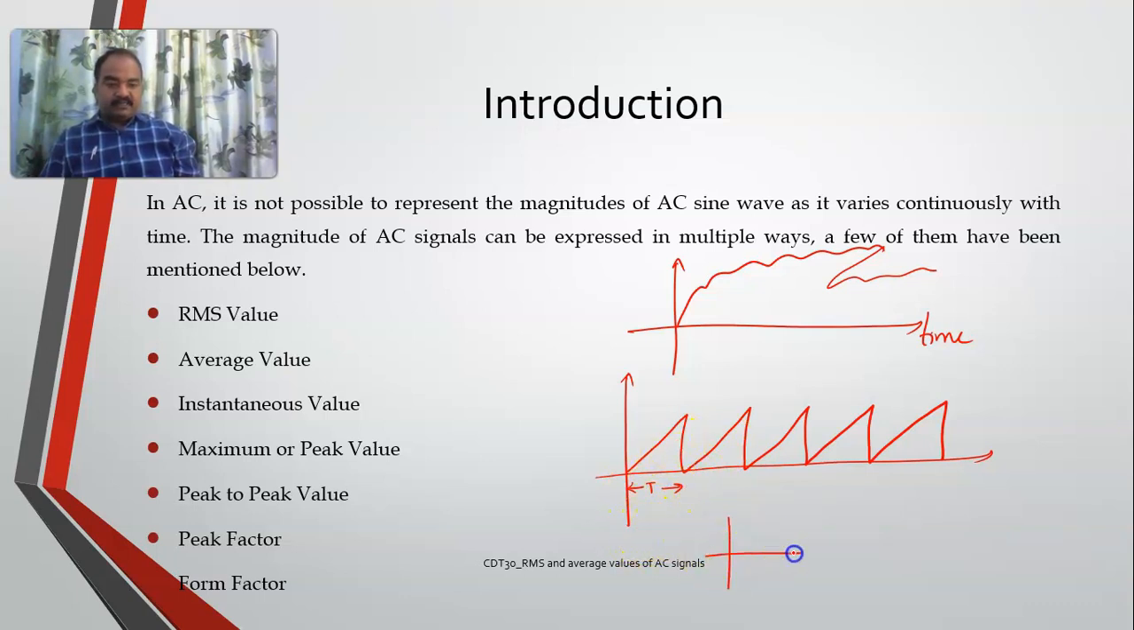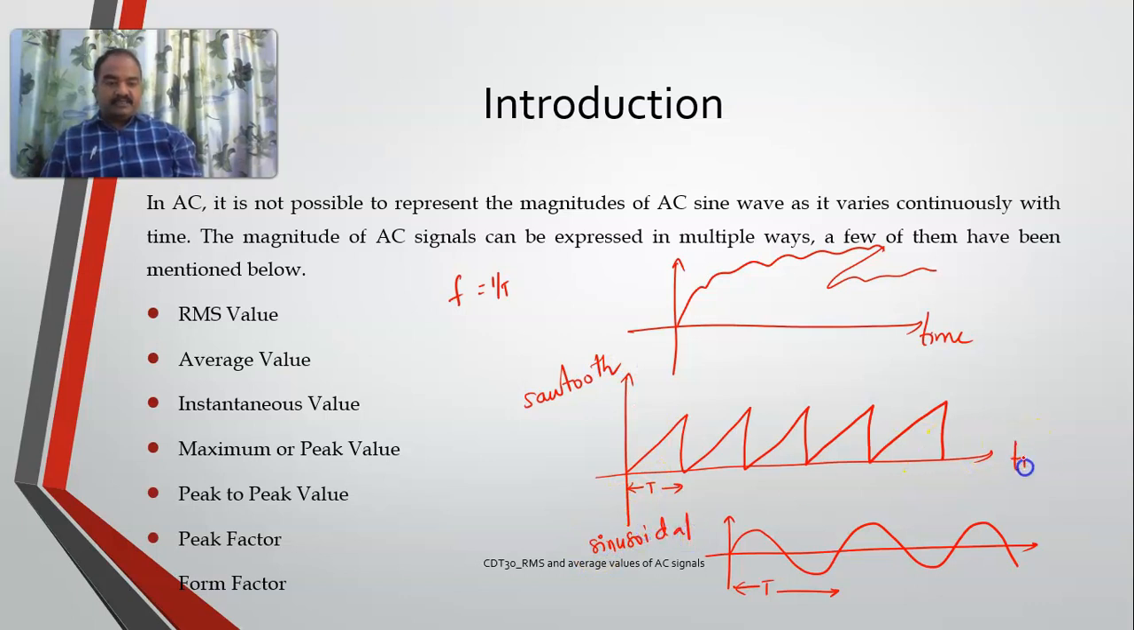And if you take a sinusoidal signal, right, what is the time period? This is the time period, isn't it? 1 by time period is called frequency. So now if you carefully observe the magnitude of these signals, whether it is a sawtooth waveform or sinusoidal or a pulse waveform or a rectangular one, the magnitude is varying with respect to time. It is not constant. In case of DC, the signal magnitude is constant, but in case of AC, it is varying with respect to time.